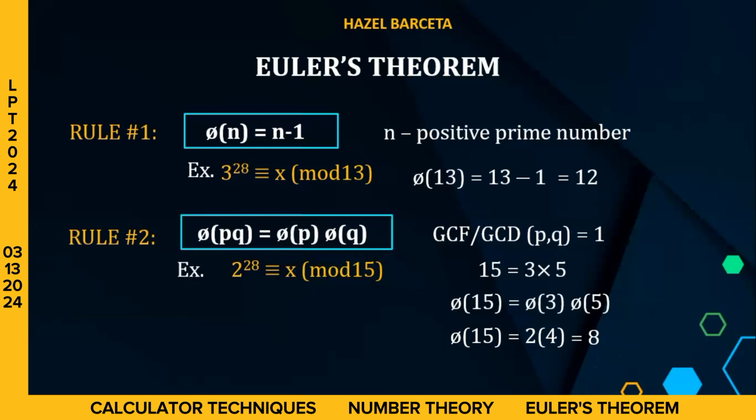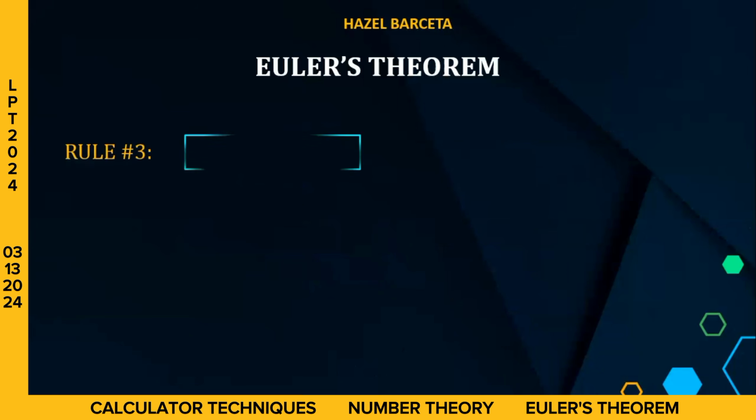Pwede naman na po natin yung tandaan. Then, our rule number 3. Oh, by the way, i-remind ko lang po, our P and Q are factors of N. At dapat relatively prime sa isa't isa. Pwede na po dito ang ating composite number. Okay po. Rule number 3. Pasensya na po sa ingay.